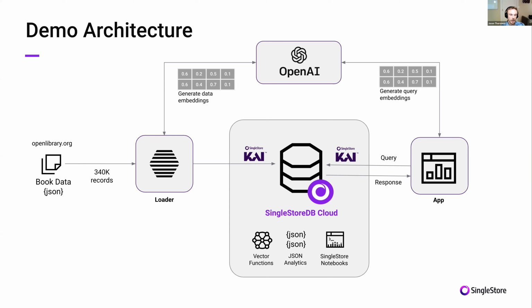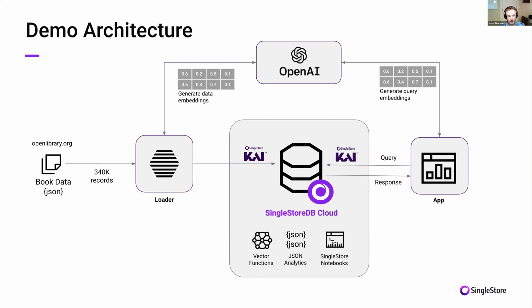in Node.js. The Node.js loader program uses the OpenAI SDKs to generate embeddings for the information in the book data, like titles, descriptions. All of that is fed into the OpenAI APIs to generate the embeddings. And then the program uses the MongoDB client to load all of that data into SingleStore through SingleStore Kai.